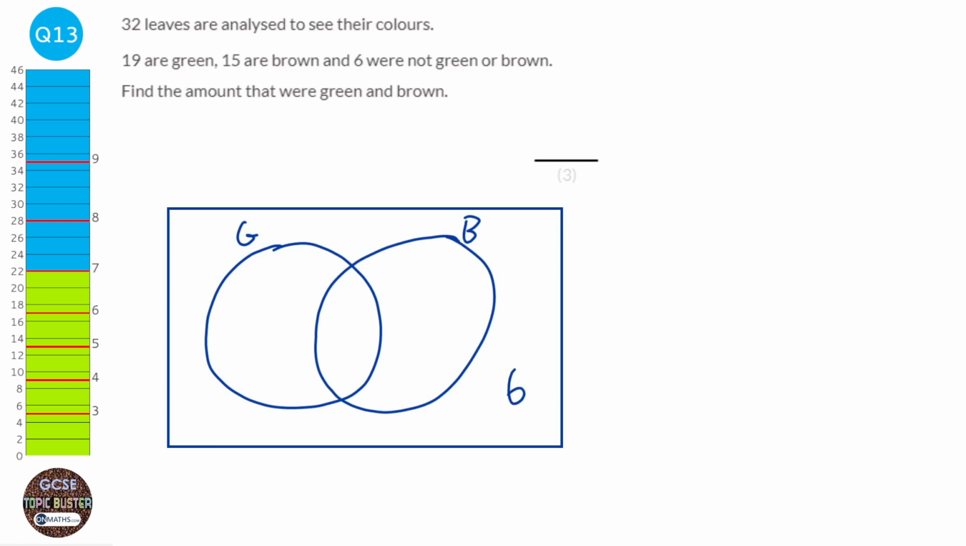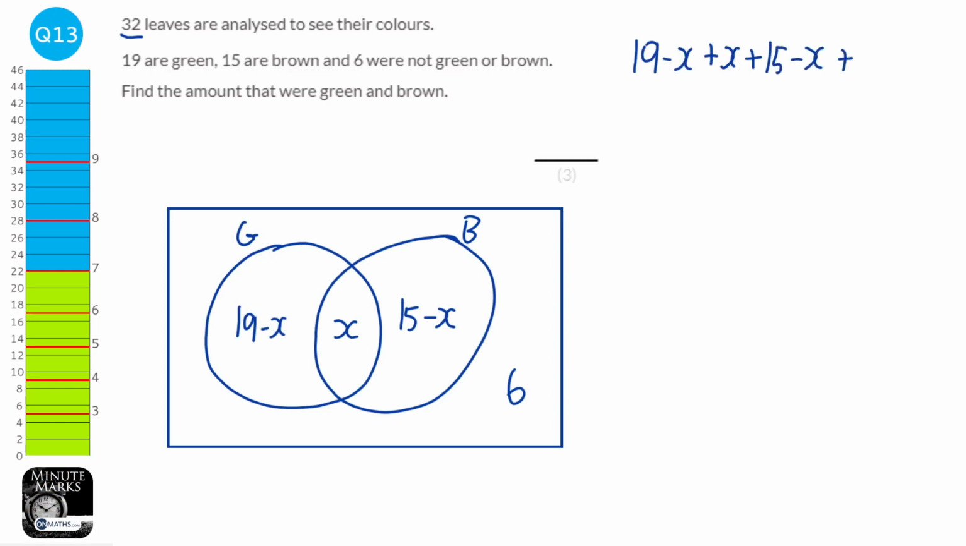We're told that 19 are green, but we don't know which, either they're in here or a bit of both. So what we can do is we can label the center x, and we can say that there are 19 take away x just green, because they could have been both green and brown. And for the brown we can do the same, so it'd be 15 minus x. And for the next step, we know that all of them together add up to 32, because it says in the question. So we're going to add all of these, the 19 minus x, the 15 minus x, and the 6 together, and we know that equals 32.